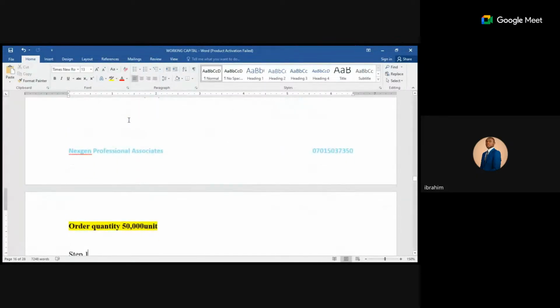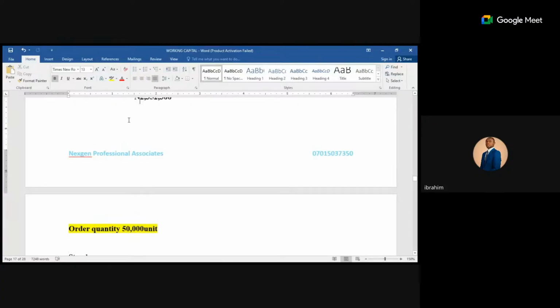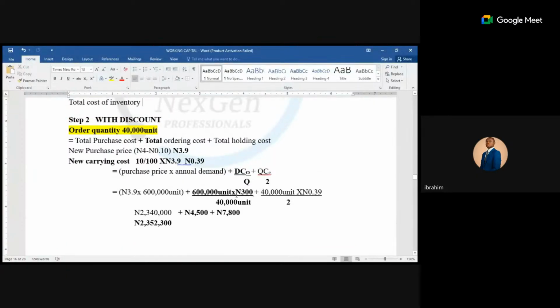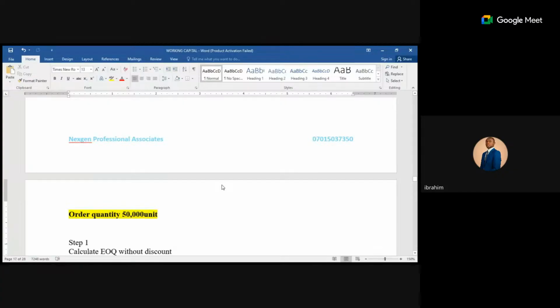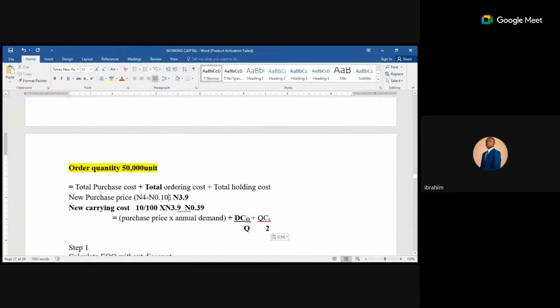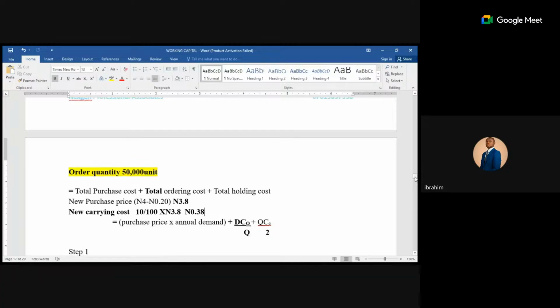Okay. So the next one, if you order 50,000 units, what will be the total cost? Because you want to know if you should go by discount or not, right? So I can just copy this and paste. What is the discount for 50,000? 0.2. So what is the new purchase price? 3.8. So what will be the new carrying amount as a result of the discounts? 0.38. Now we can insert it here.